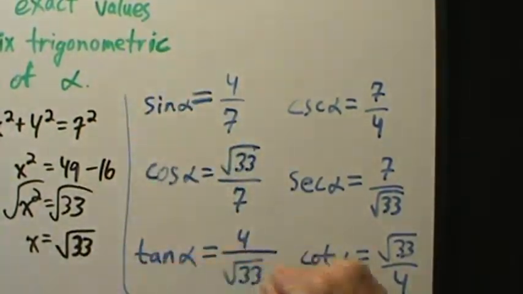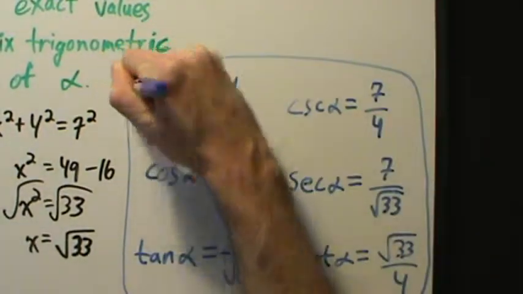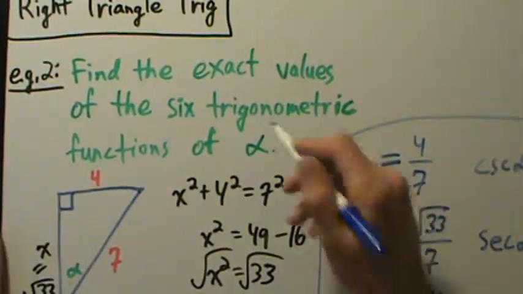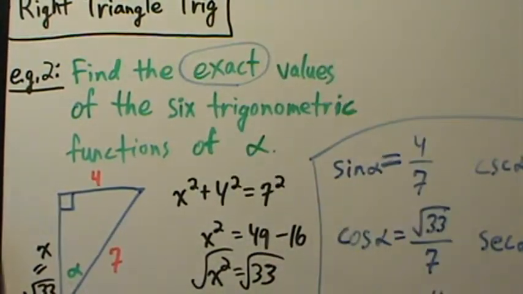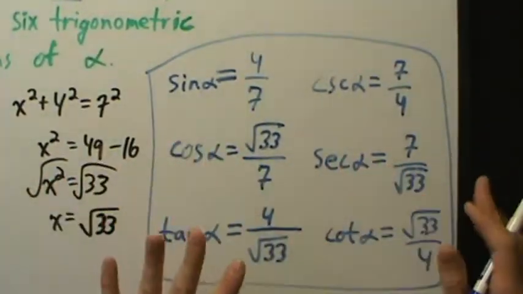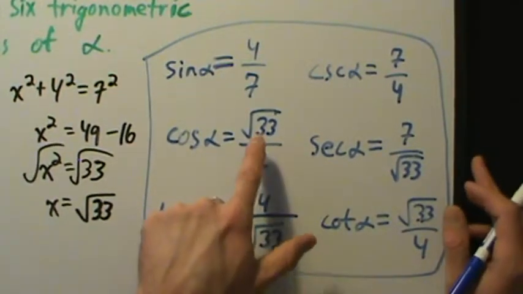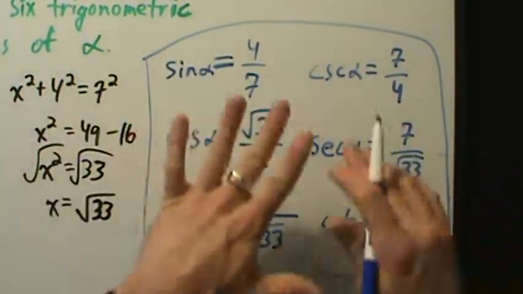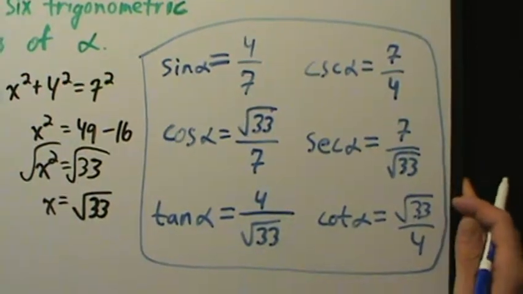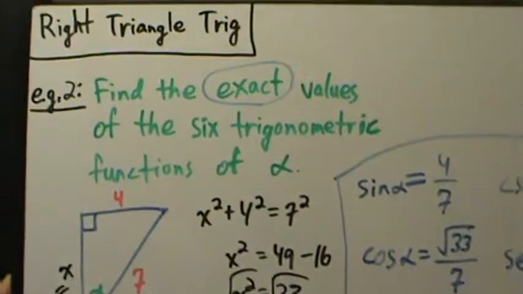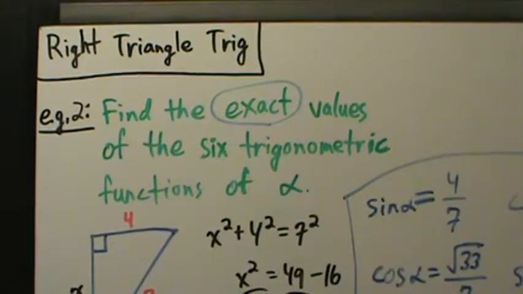So anyway, these are the answers here for example 2. And again, just like in example 1, we're looking for exact values. So we don't want to approximate anything with the decimals. So square root of 33, leave that as square root of 33. Don't approximate with the decimal or anything like that. Okay, so that's example 2 with right triangle trig and evaluating trig functions.